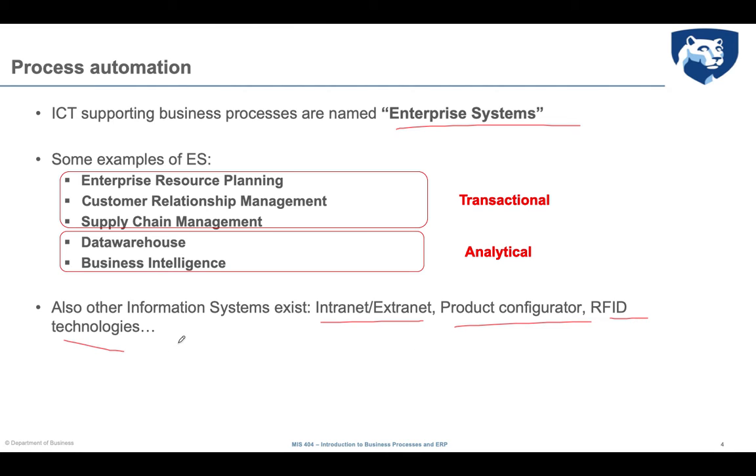There are others that you can think of, like intranet and extranet, product configurator, RFID technology. So all of these are technologies that support the execution of business processes. Everything that is ICT in a company is usually there to support the flow and the execution of the activities of a business process.